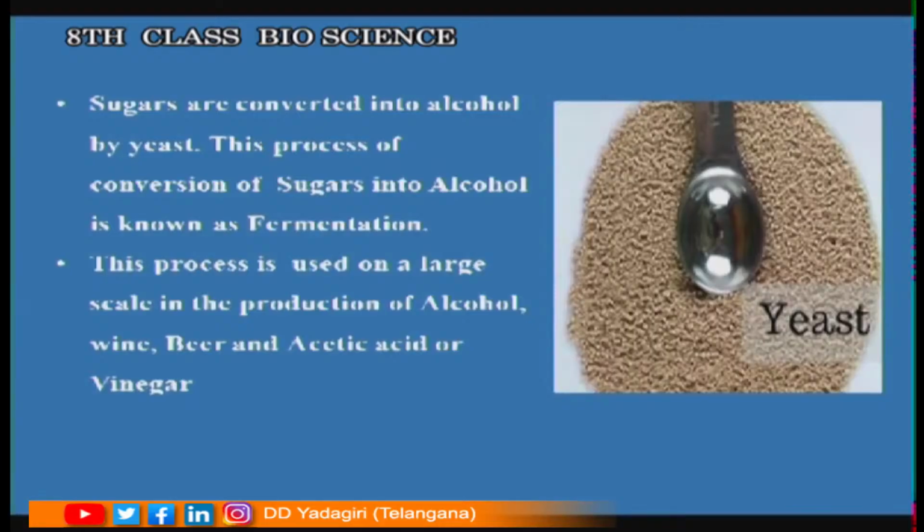So, this is yeast. You can see the picture here. This is yeast. Definition of fermentation. It is obtained in the powdered form. This is mixed with sugar solution. Sugar gets converted to alcohol. This process is called fermentation.